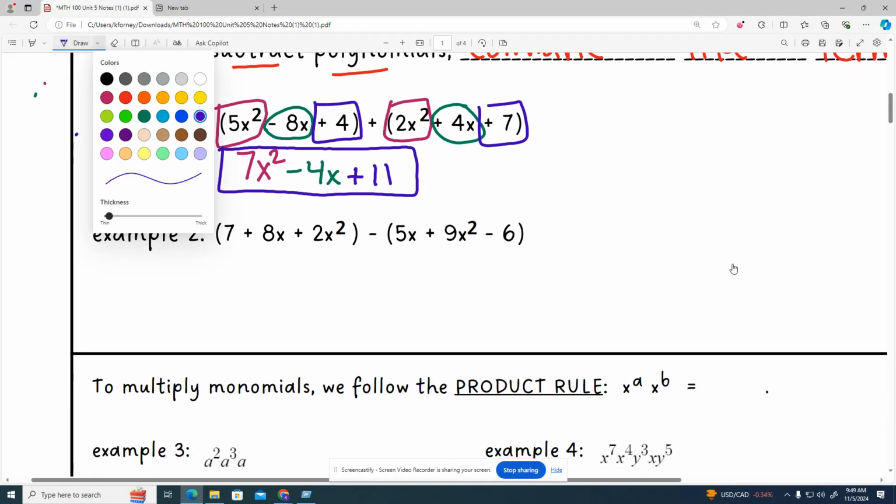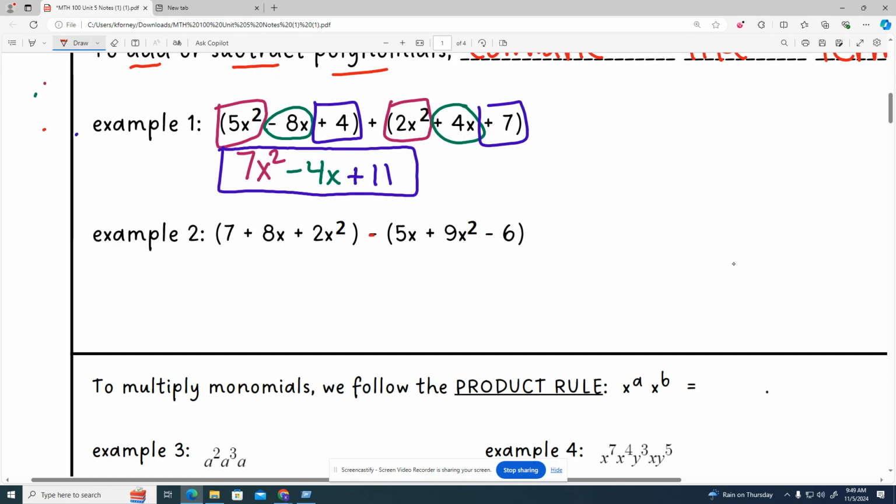So now, example 2, what do we notice between the groups? Subtraction. So when you have subtraction in front of parentheses, you want to distribute that sign, meaning everything inside the parentheses, the sign will change. That'll become a minus 5x. That plus 9x squared becomes minus 9x squared. The minus 6 becomes a plus 6. Now, I show that because it really helps to distribute that minus through so you don't forget. And then once you do that, you can combine like terms.